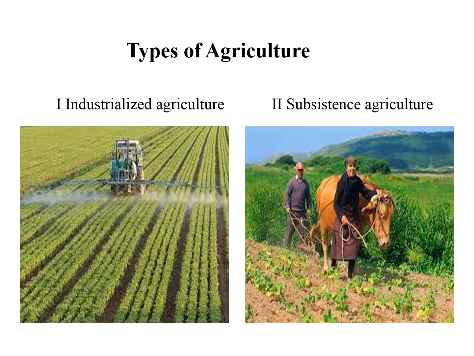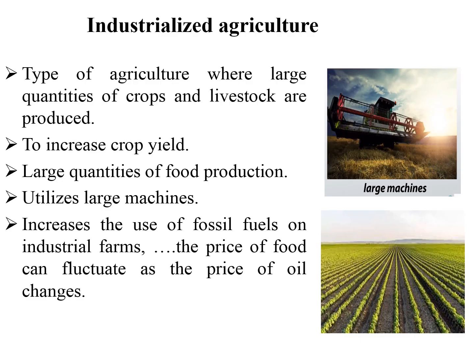There are two types of agriculture: industrialized agriculture and subsistence agriculture. So let's discuss in detail. Okay, industrialized agriculture, which we also call intensive agriculture, is a type of agriculture where large quantities of crops and livestock are produced through industrialized techniques for the purpose of sale.